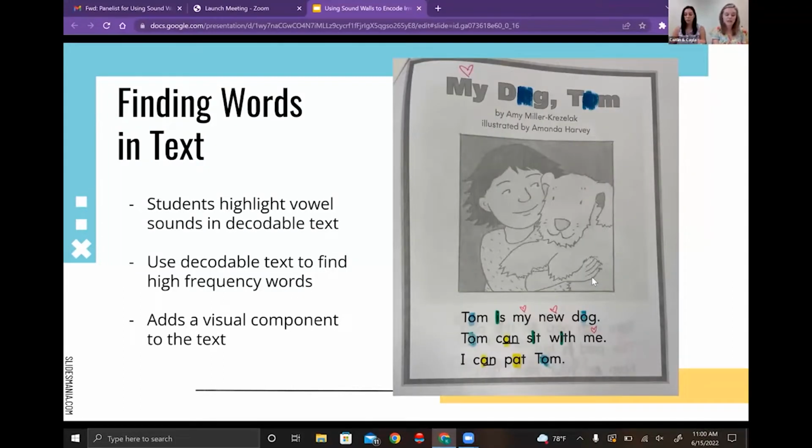So, finding words in text: we use decodable readers at our school, and they're part of our series, which is Journeys. With those decodable texts, we go in and highlight the sounds in each word and then use our irregular words within those decodable texts. So it helps build the fluency of seeing those words not only in isolation, but also within text.